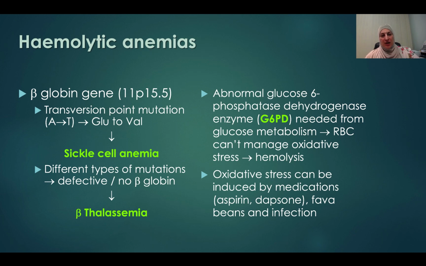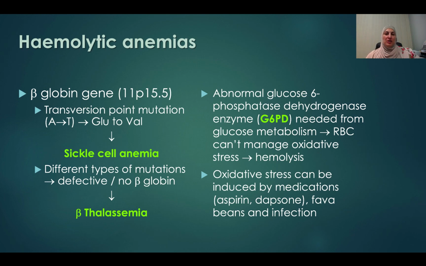The third type or example of hemolytic anemia is G6PD. Those patients have normal globin protein. There is no problem in the proteins or in the globin proteins that make the RBCs. However, the problem is in the enzyme, which is glucose 6-phosphate dehydrogenase enzyme. This enzyme is needed to produce energy from glucose. So when the cell requires extra energy, it uses this enzyme to produce the ATP.